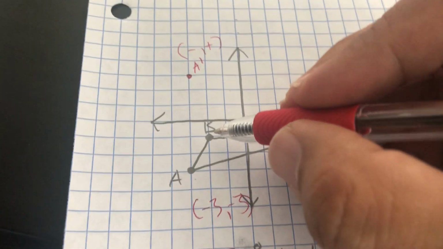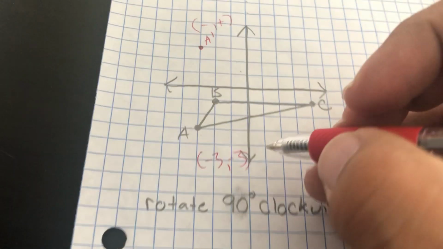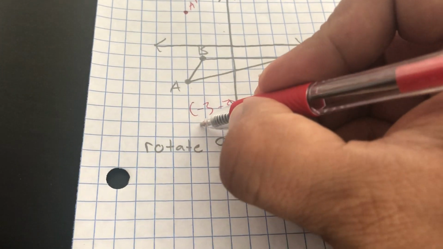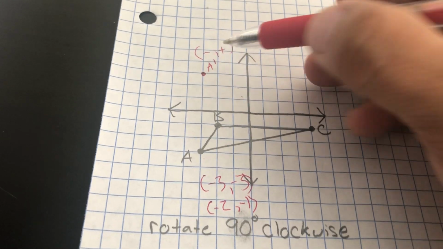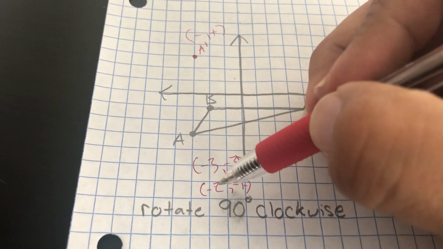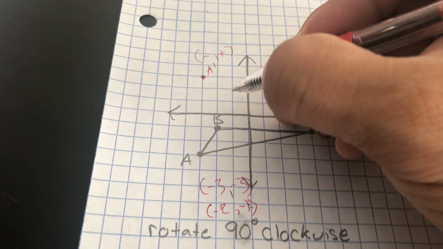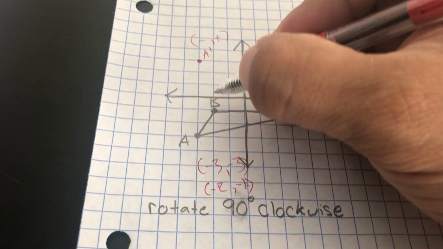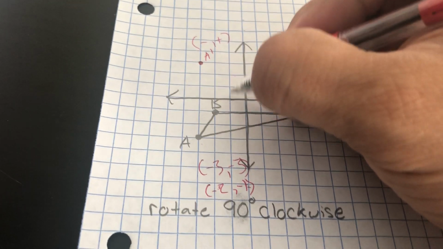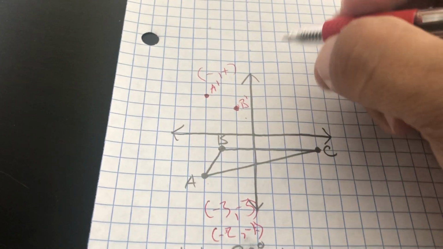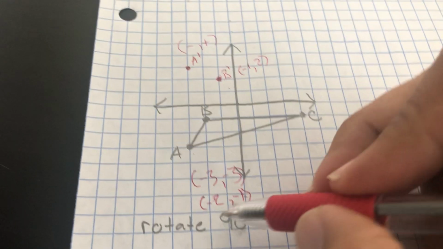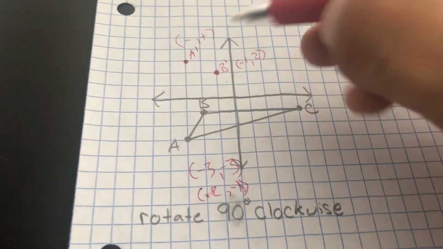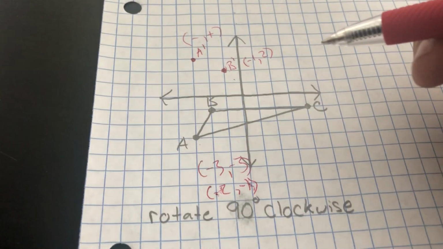Luckily, the B. So the B is going to end up in here. The B is at negative 2, negative 1. So it's going to end up in this quadrant, negative, positive, and the numbers are going to swap. So it's going to end up at negative 1, positive 2. So it ends up here. B prime is at negative 1, positive 2. So the numbers swapped, they rotated, and it adapts to whatever quadrant it ends up in.